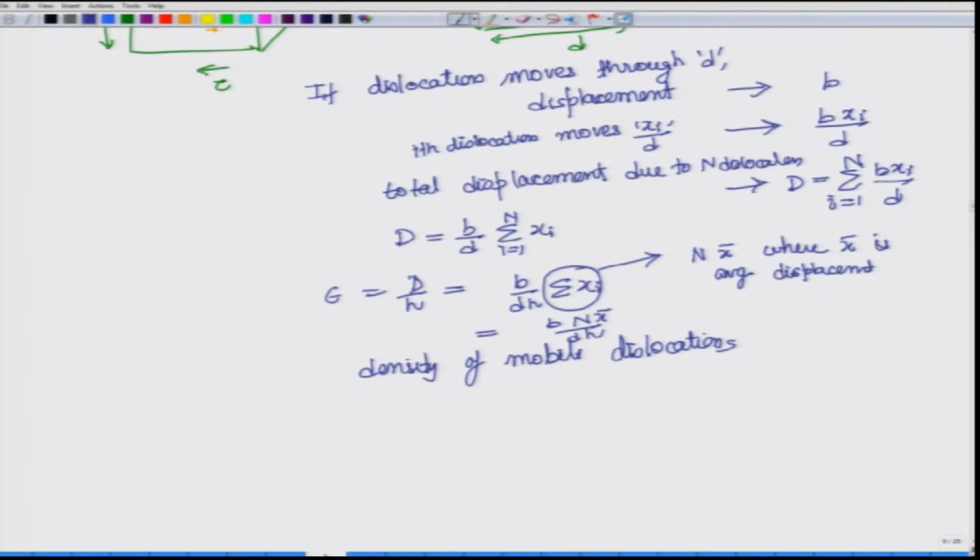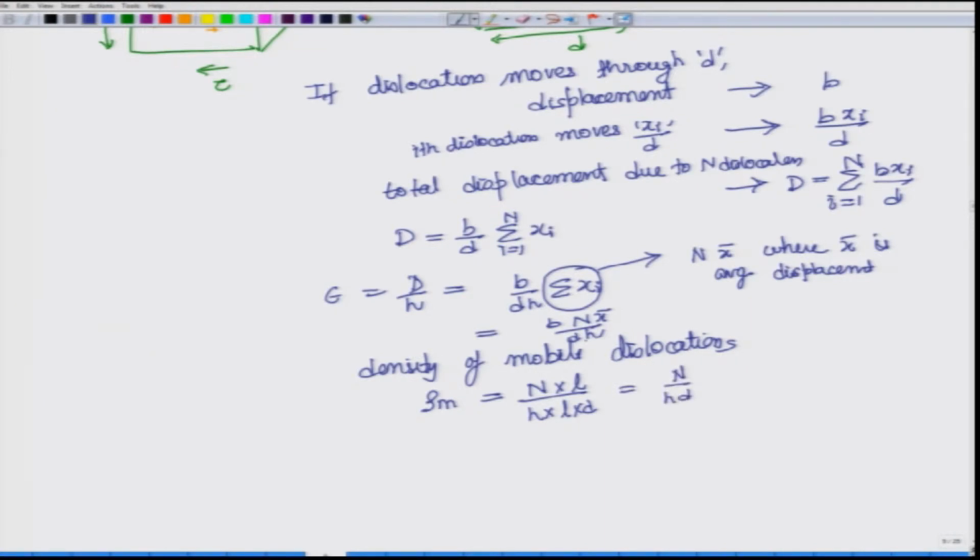Next thing that we want to know is dislocation density, which is mobile dislocation density. In the given context, n is the number of dislocations, and density is length per meter cube, so it is a per meter square quantity. So, n into L, the total length, divided by the volume, which is h into L into d, will be equal to n by hd.